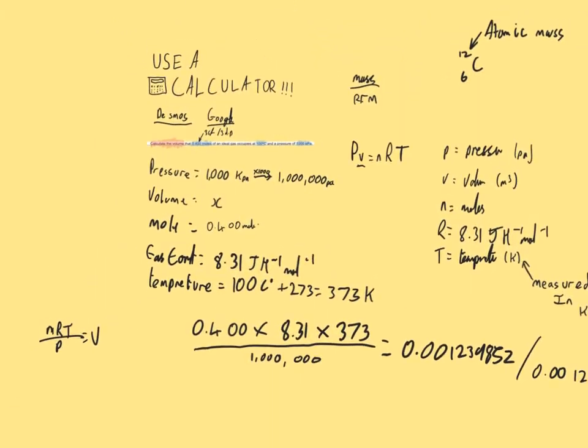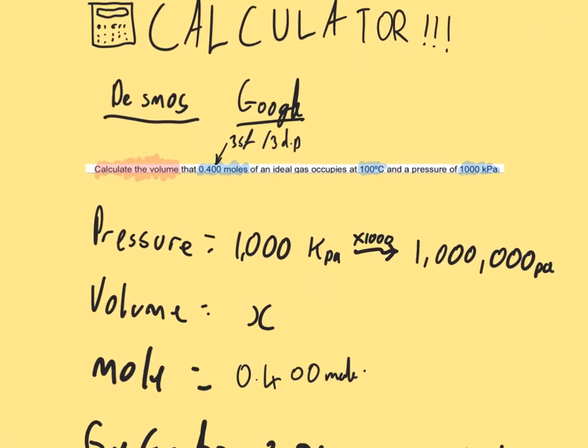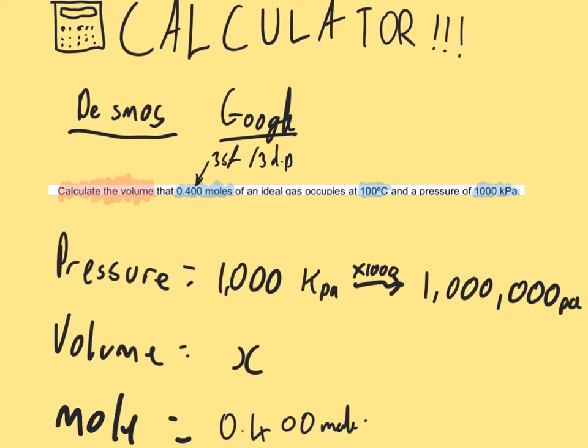So, a quick recap. Analyze the question and get all the main bits first. If you have moles, get the moles. If you have a temperature, get the temperature. If you have a pressure, get the pressure. Figure out what you're calculating, which in this case was our volume. And then convert everything.